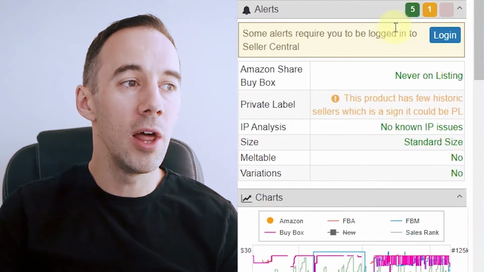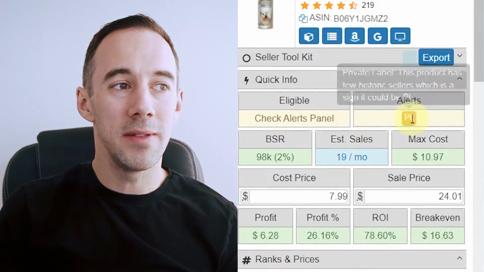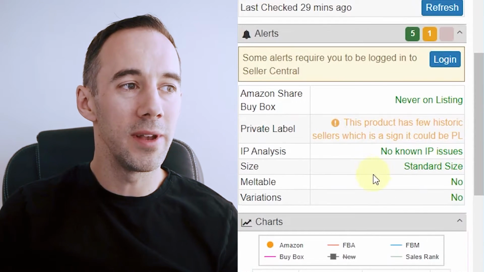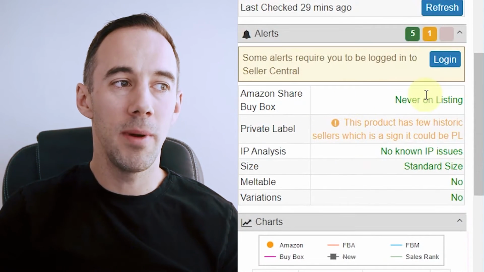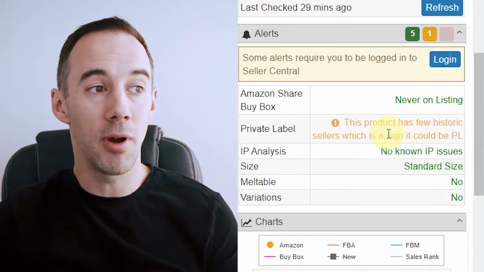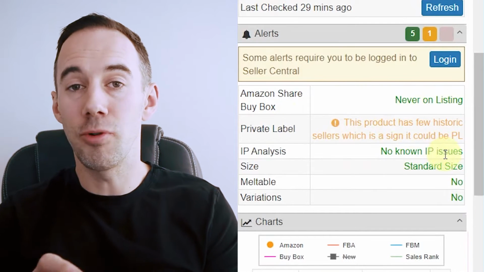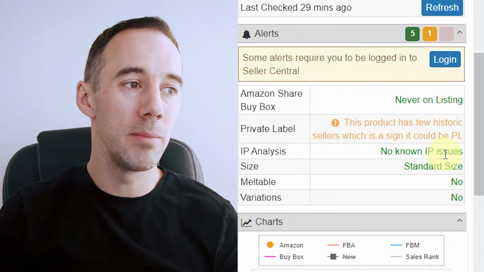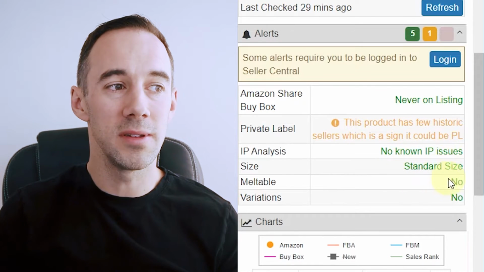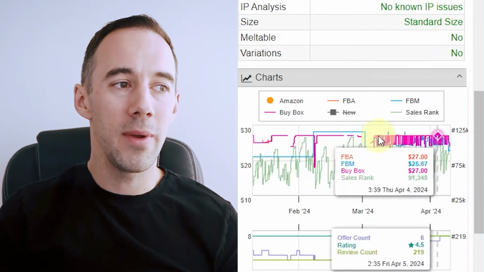Now, also, we have alerts. So like when we came up here, we had these alerts up here. What are the alerts on the listing? It's like, has Amazon ever been on the buy box? Or do they share the buy box? Is it a private label? IP, intellectual property, which can get your account suspended. That's going to be important to know. Is it size issues? Is it multiple? Is it a variation? And on top of that, we have the Keepa charts.